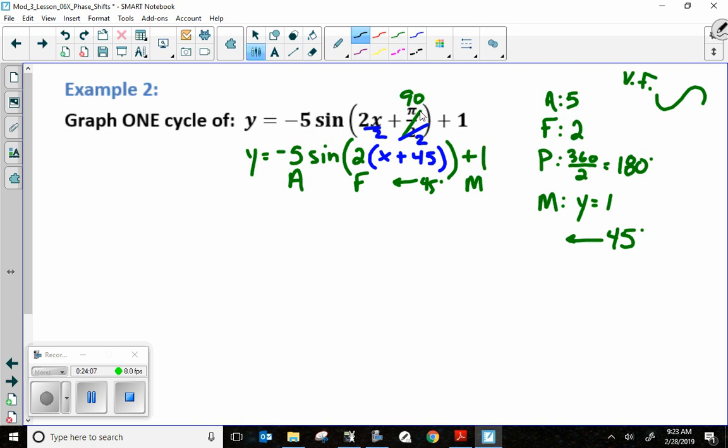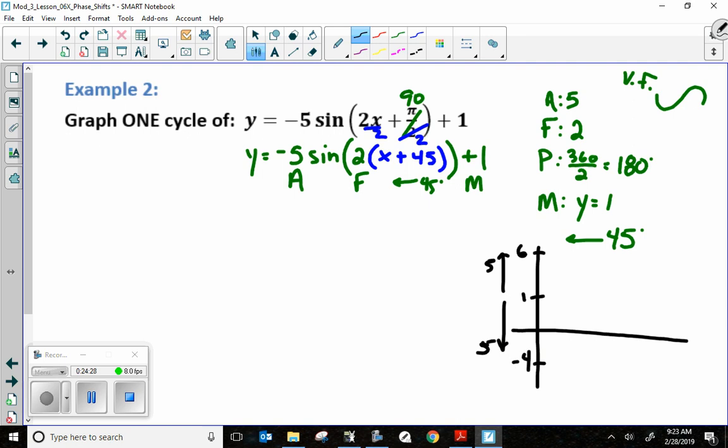And then I'm going to, okay, my midline is at 1, so there's 1. I'm going to go up 5 and down 5, so I'm going to go up to 6. I go down 5. That will be to negative 4. This isn't to scale, but it's just, all right.